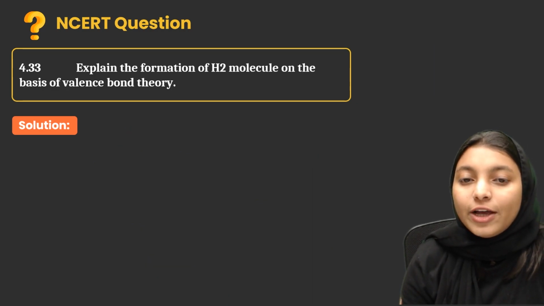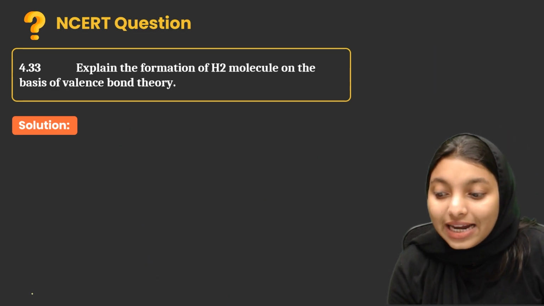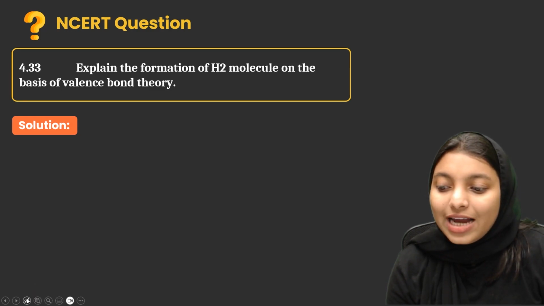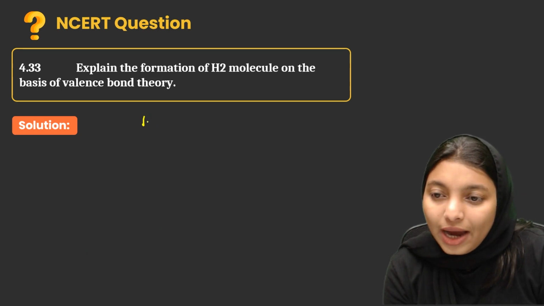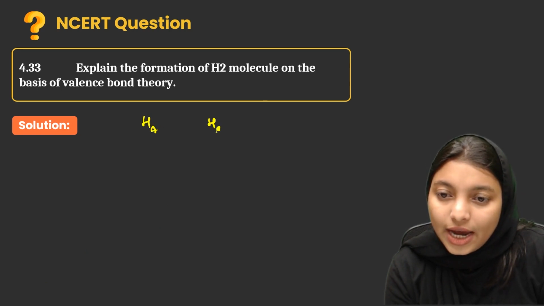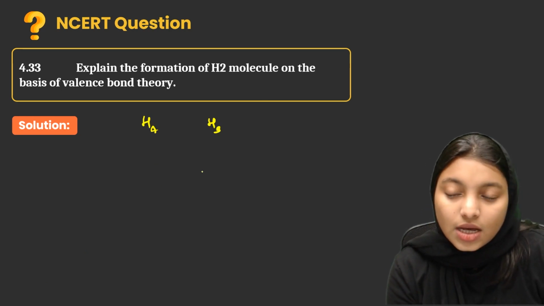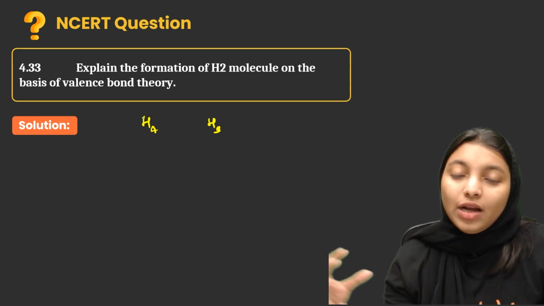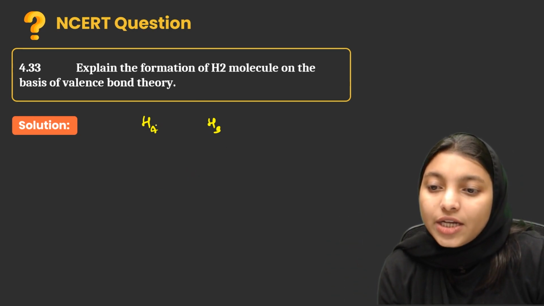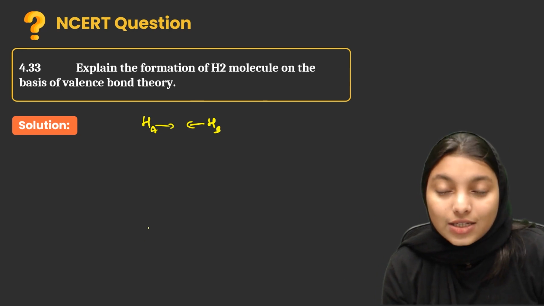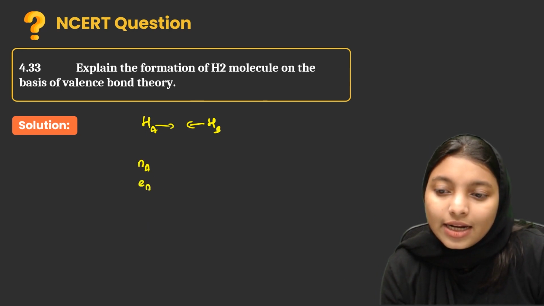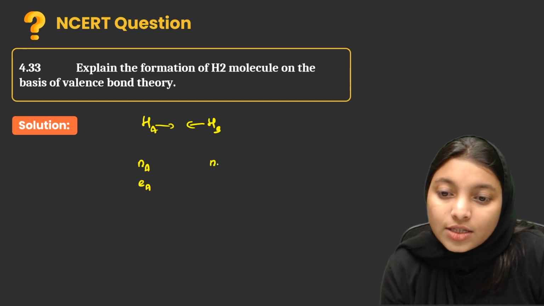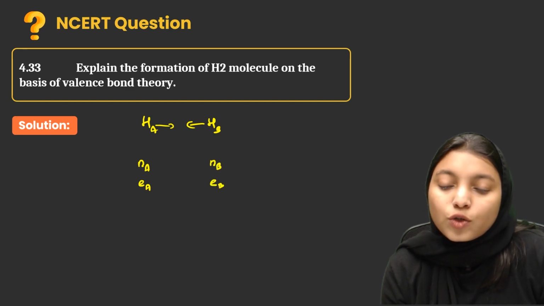Explain the formation of the H2 molecule on the basis of valence bond theory. They have asked us to explain the formation of the H2 molecule on the basis of valence bond theory. So I am taking two different hydrogen atoms, HA and HB, approaching each other. In HA there is a nucleus Na and an electron Ea, and in HB there is a nucleus Nb and an electron Eb.